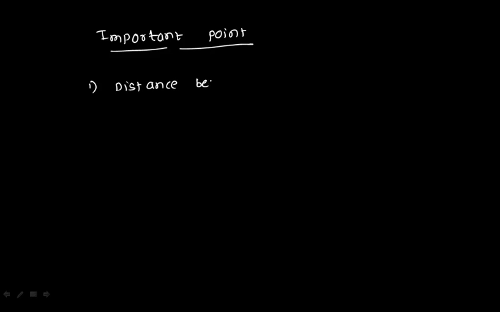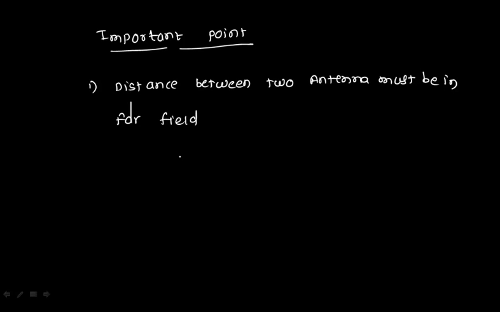So I'll write here the important points because I don't have space there. Important points to measure the radiation pattern. The first point is the distance between the two antennas must be far field. So we have seen what the far field region is. What is the far field region? R must be greater than or equal to 2d square by lambda. This is the first condition.